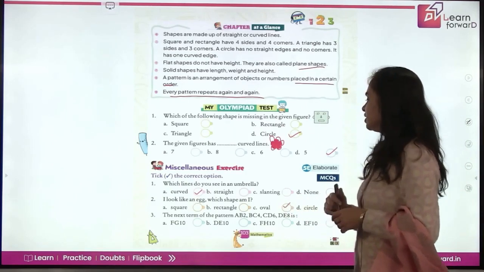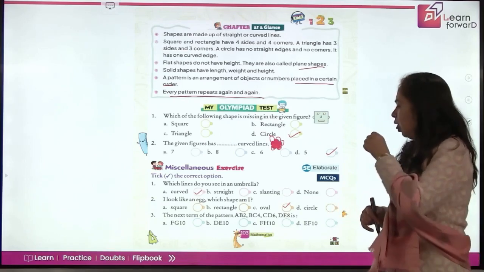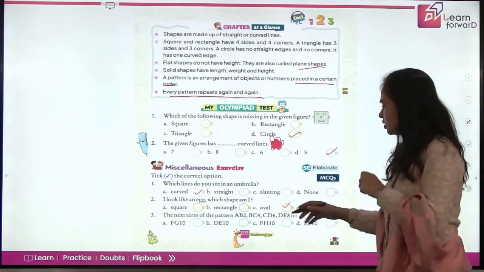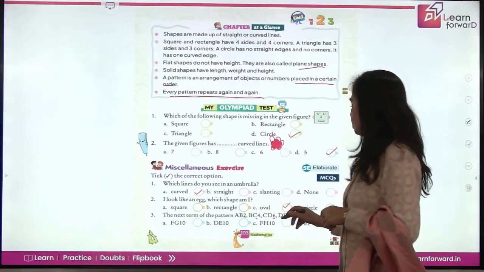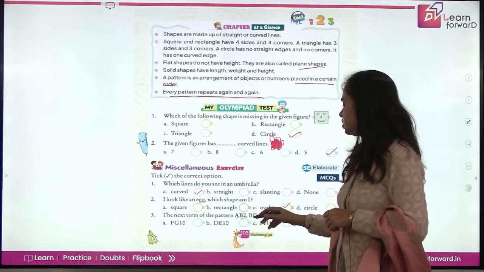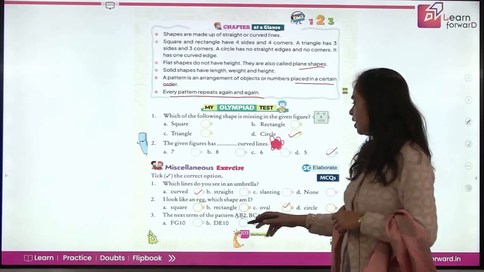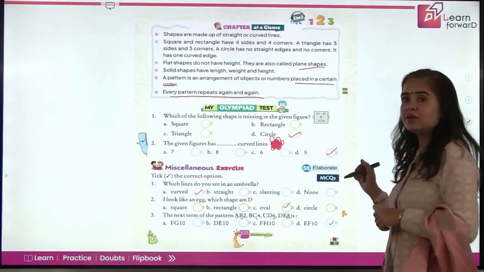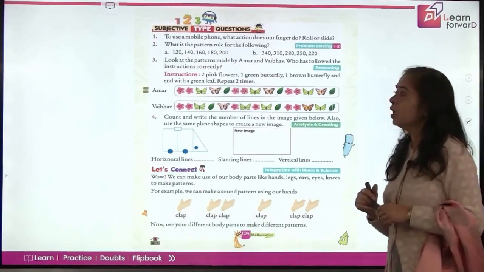Perfect. The next term of the pattern AB2, BC4, CD6, DE8. So the number you see here will be 10. And how is it growing in letters? AB, BC, CD, DE. Next will be EF, EF10. Do you have it? Yes, it's right here. So this is how we'll see the pattern in numbers and letters.